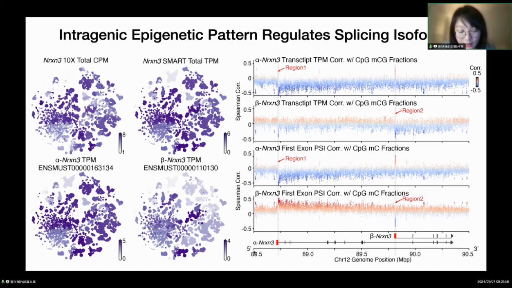And this x-axis is the genome positions on chromosome 2, and the y-axis is showing the Pearson correlation we have. So interestingly, for instance, for the alpha isoform, here is region 1. It's very near the promoter region. We find it's very negatively correlated with the alpha isoform expression. So this might suggest that this region 1's methylation level has a regulatory role on the alpha isoform splicing, while this region 2 is more negatively correlated with the beta isoform expression. It's also near the promoter region. So this suggests that the intragenic epigenetic patterns might regulate the splicing isoforms.